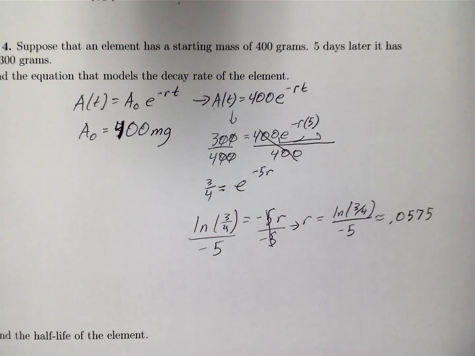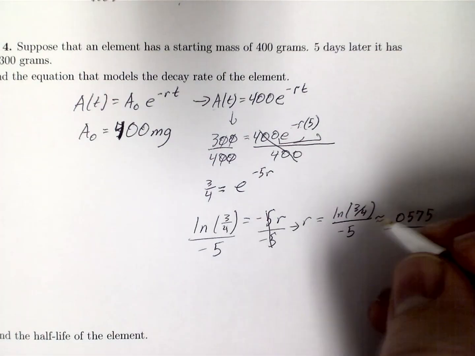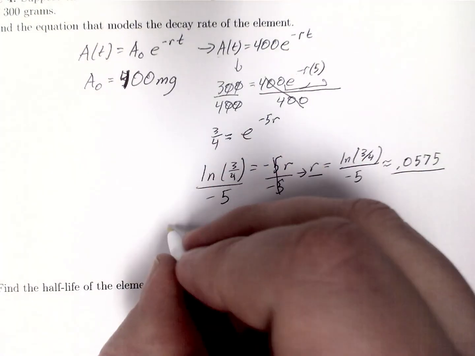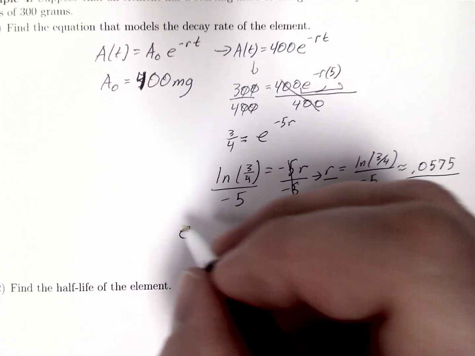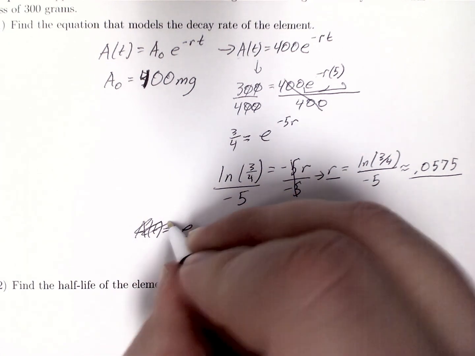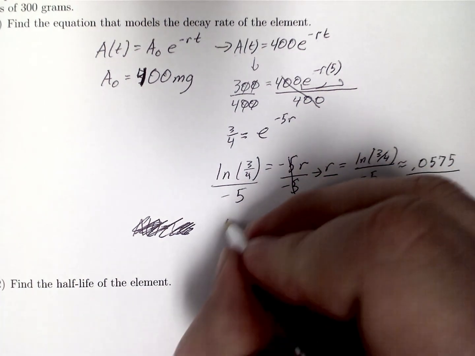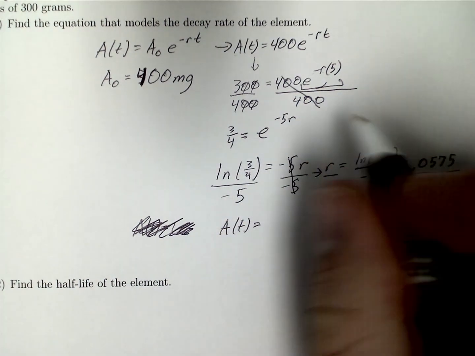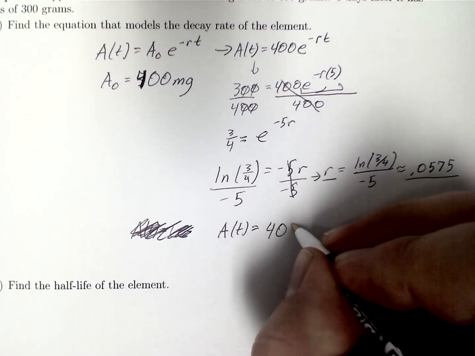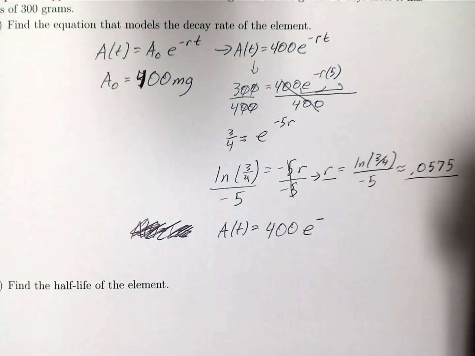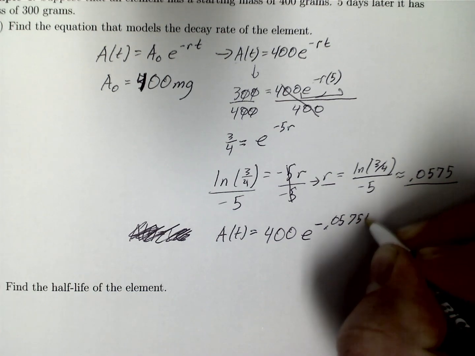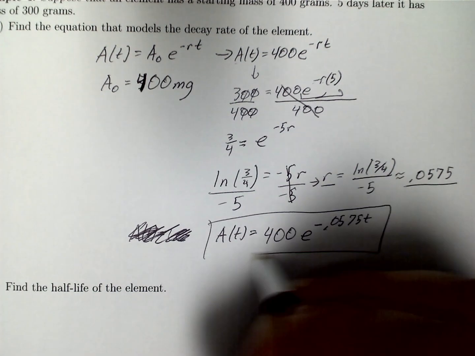So take this for our r, and plug it into our formula, and what we're given is this. So our model is A of t equals, let's make a little bit more room here. Sorry about that. A of t equals the initial mass of 400 grams, e to the negative 0.0575 t. And this is our model.